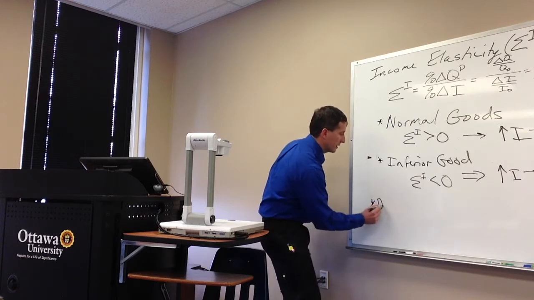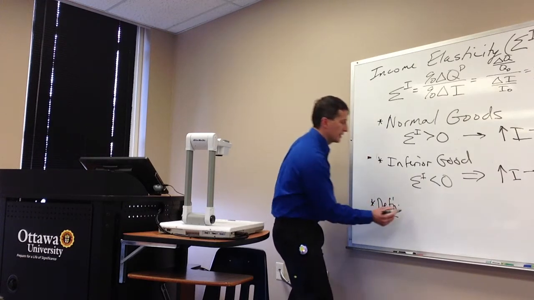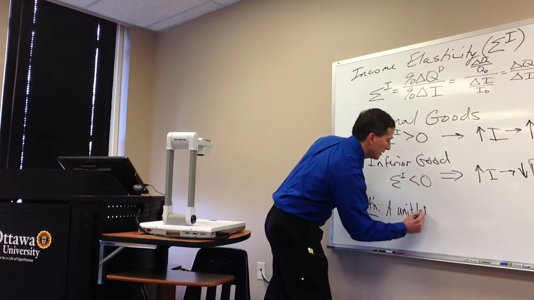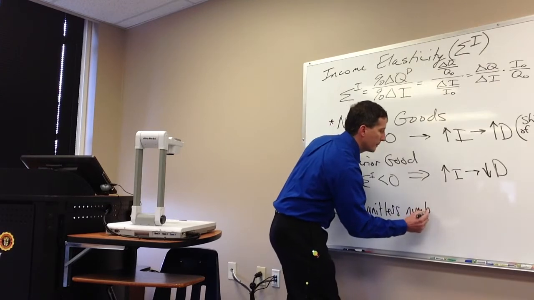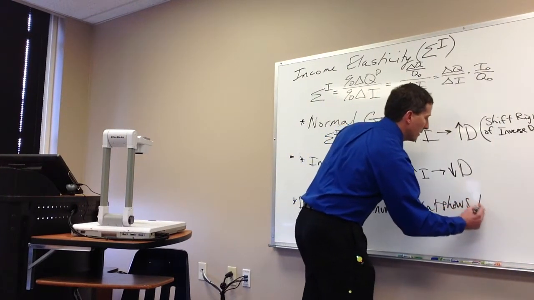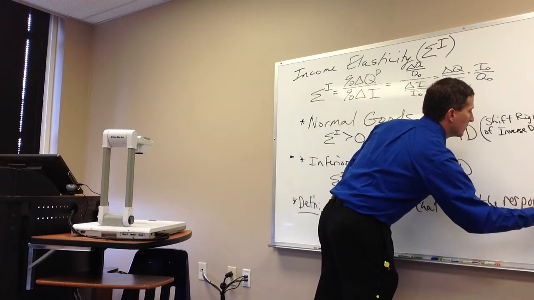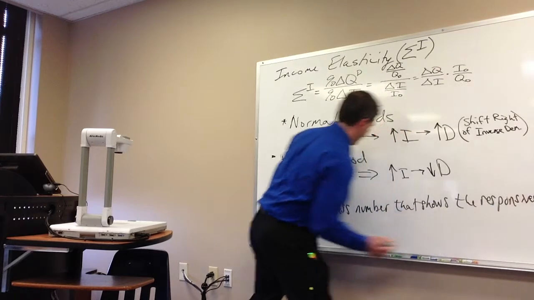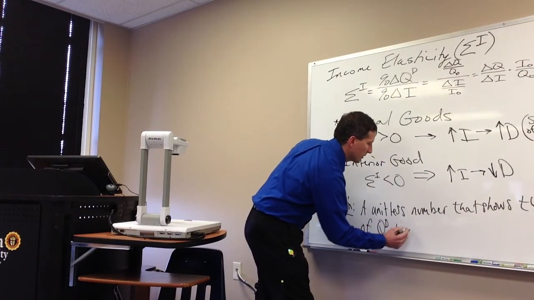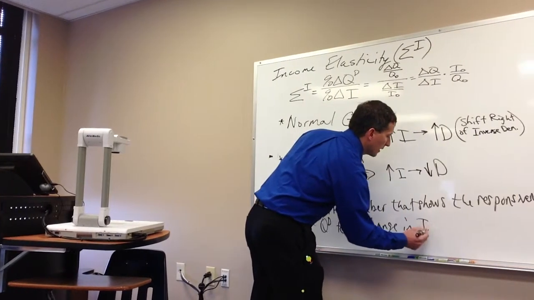So the definition here of an income elasticity is a unitless number that shows the responsiveness of quantity demanded to a change in income.